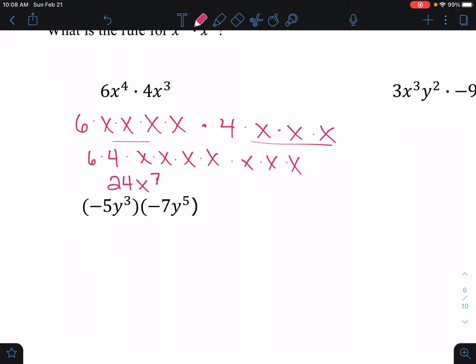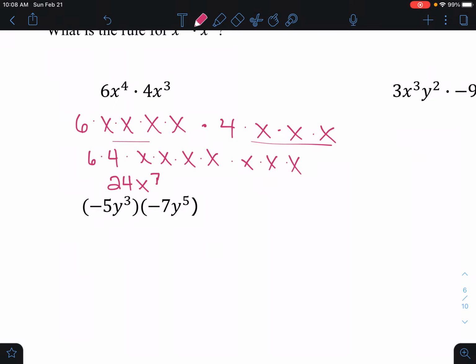And now we end up with the same answer. So that's kind of what we want to use, is then we can use this property a little quicker and get our answer. Okay, so that's what we're going to try to do. So now let's look at this.